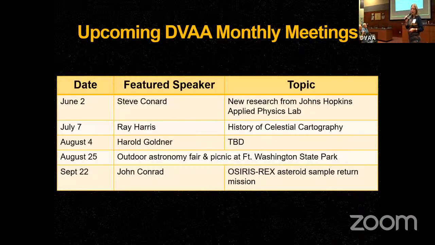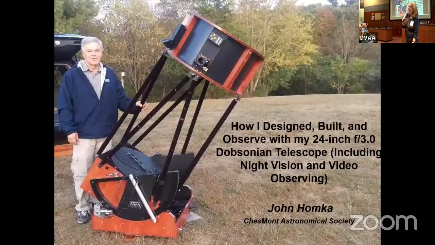And now to the featured speaker. We have John Homka, who will be speaking to us on how he designed, built, and how he observes with his 24-inch F3 Dobsonian telescope. I first met John about a month and a half ago, I think, at Blue Mountain. And I got to see his setup, which is amazing.